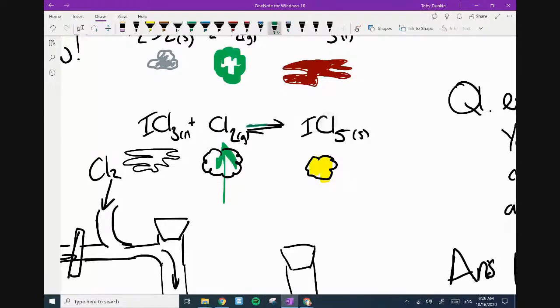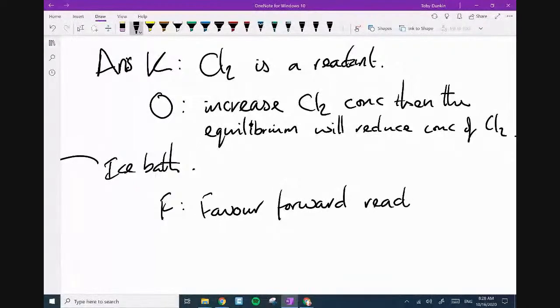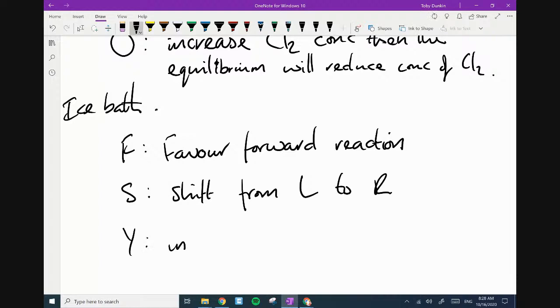Concentration is the only time you ever mention forward or backward. It's going to favor the forward reaction because that reaction is the one that destroys the chlorine gas. It's one that removes it. So favor forward reaction, shift from left to right, increase yield of ICl5. There we go. Love it. Now it's a lovely reaction because you see the black solid.